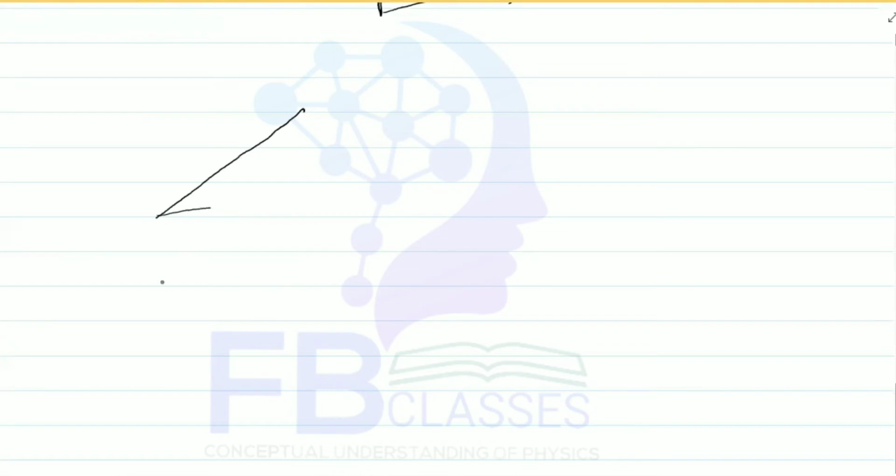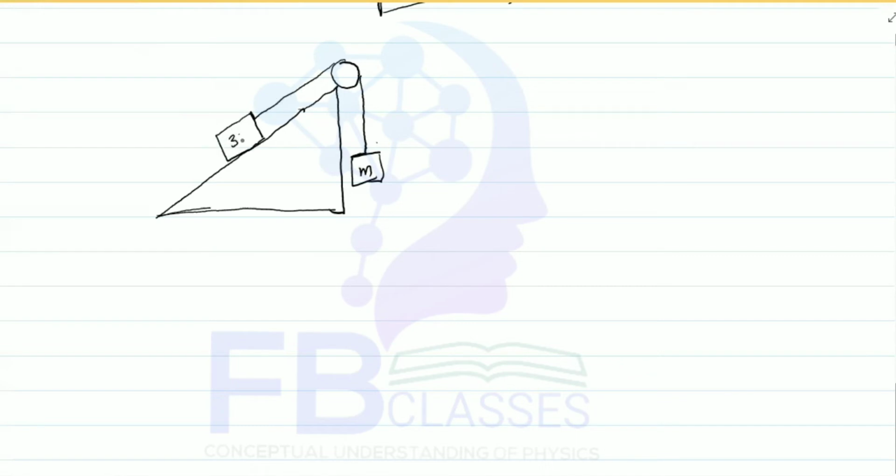See here, it is an inclined plane, or we can also call it a wedge. Now a pulley is attached to the top of the inclined plane. One of the blocks is hanging vertically downwards, whose mass is m, and another block is on the wedge plane, whose surface is frictionless. This mass is 3m.